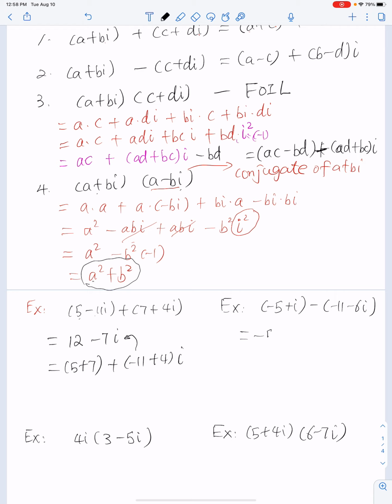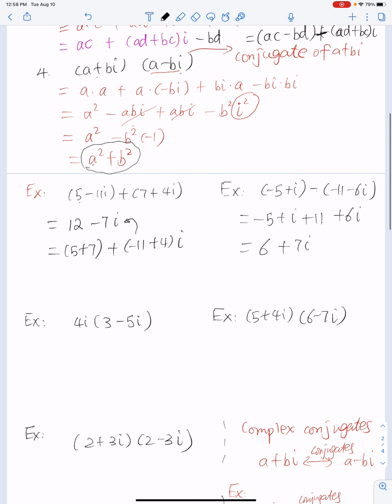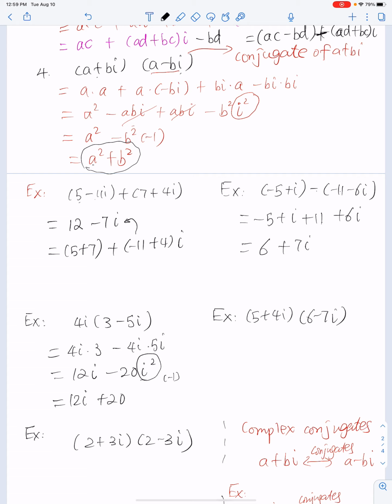Similarly, what do you have here? Negative 5 plus i minus is what? Plus 11 minus plus 6i. So then negative 5 plus 11, what do you get? 6 plus what? 7i. Okay, and then similarly we will do what? This is one term times two terms, distribute. 4i times 3 minus 4i times 5i. 4i times 3 is what? 12i minus what? 20 times what? i squared. What is i squared again? Negative 1. So it's 12i plus 20 because this is negative 1.